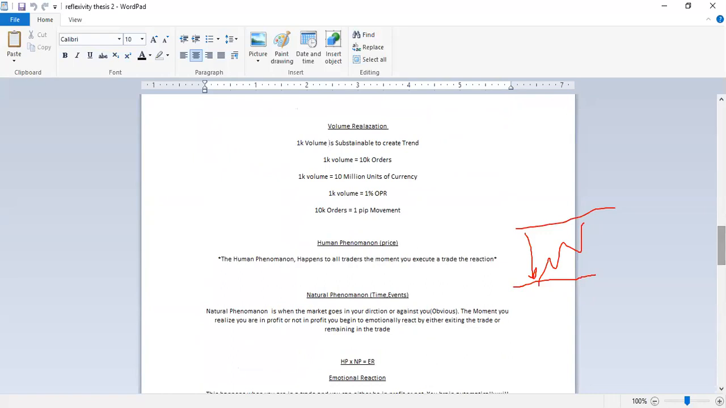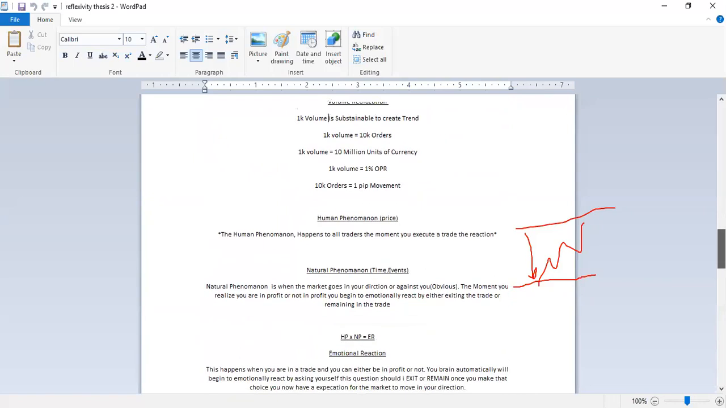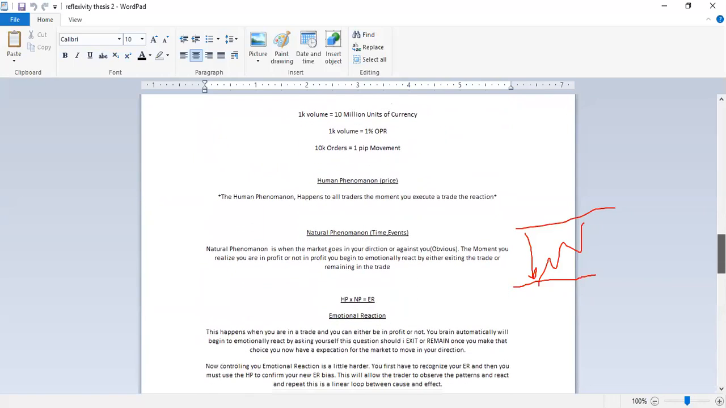But what I want to wrap this up with is what you're going through as a trader, what we call the cycles. Okay, so first and foremost, let's go over these 3 basic things. So the human phenomenon happens to all traders the moment that you execute a trade. It's the reaction. The natural phenomenon is when the market goes in your direction or against you. So no matter if you are right or wrong, it's going to be obvious. The moment you realize you're in profit or not in profit, you're going to begin to emotionally react by either exiting or remaining in a trade.